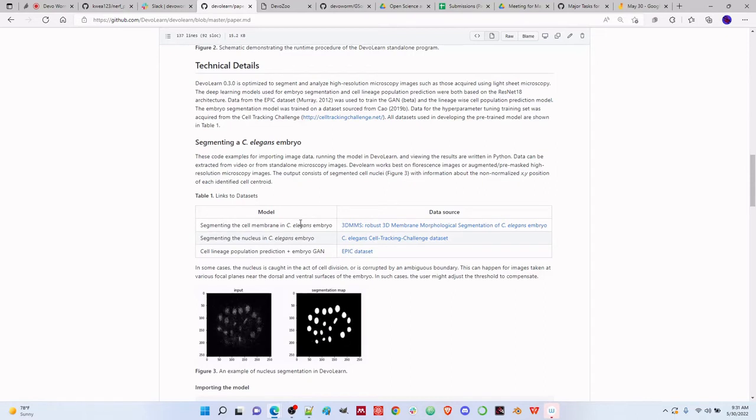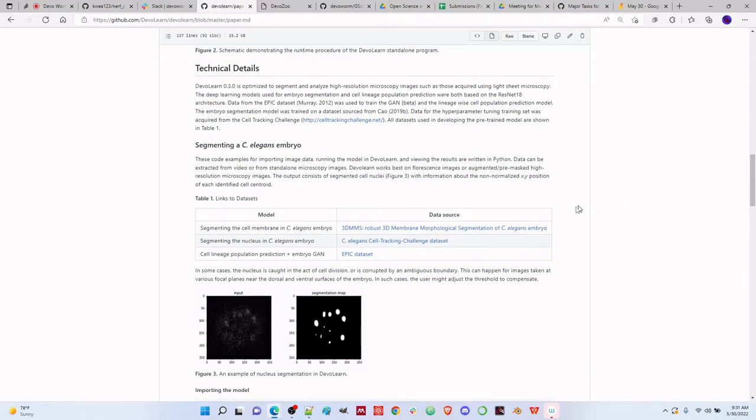There's also segmenting the cell membrane. There's this data set from 3D MMS, which is a morphological paper on morphological segmentation of the embryo, but it might be useful for other types of data that you might want to use. So these are all data sets that are available publicly. You just download them.